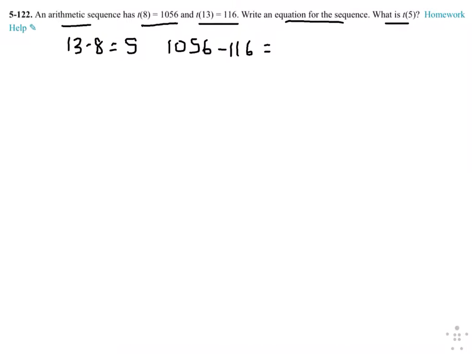Right, so 1056 minus 116 is 940. So in 5 terms, we went 940. So 940 divided by 5 gives us 188. So that means the common difference is negative 188, right?